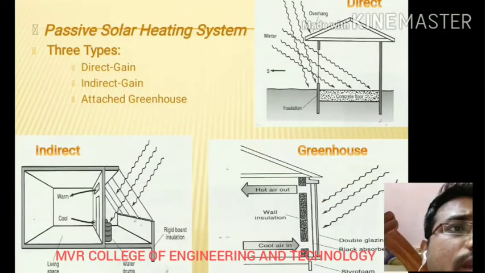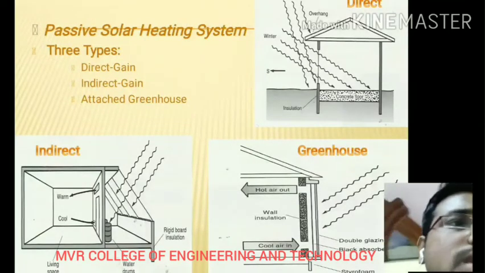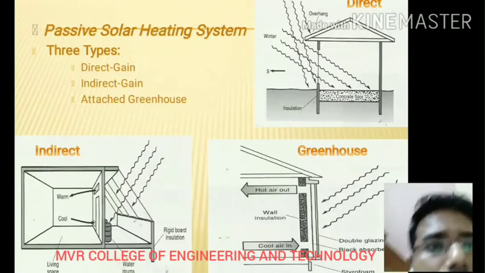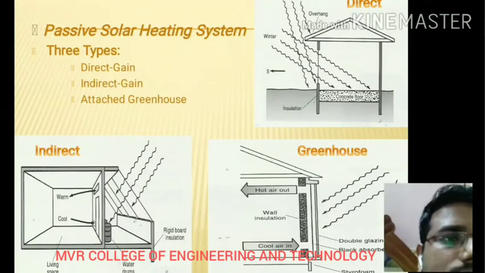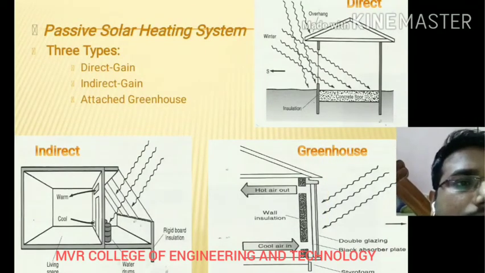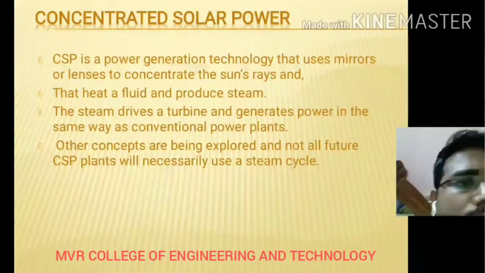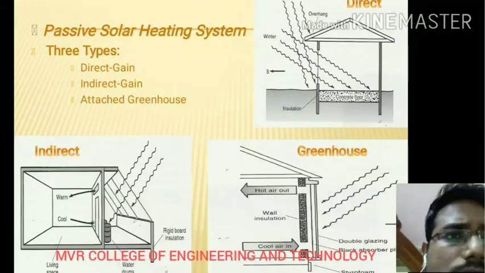So here you can see the direct gain house. There is a concrete floor, insulation, and you have to give the insulation like that, and you can heat your home like that. Okay, and there is an indirect gain, with warm and cool air, rigid insulation, water drums and living space. And in the greenhouse, you can see there is hot air out and cool air in, double glazing and a black absorber plate, and storm foam. Okay, and there is a styrofoam. So like this you can heat your home also.